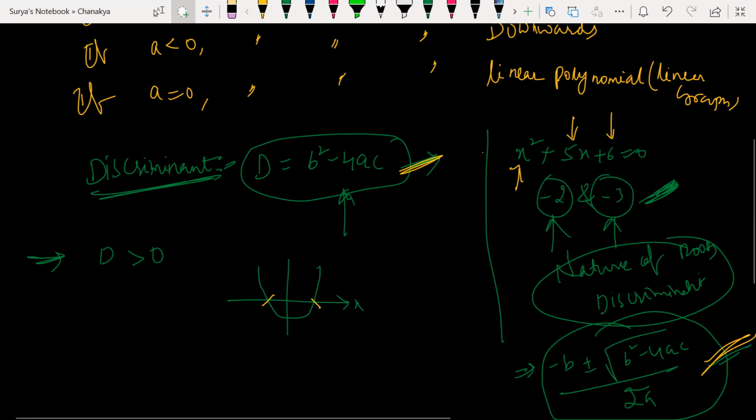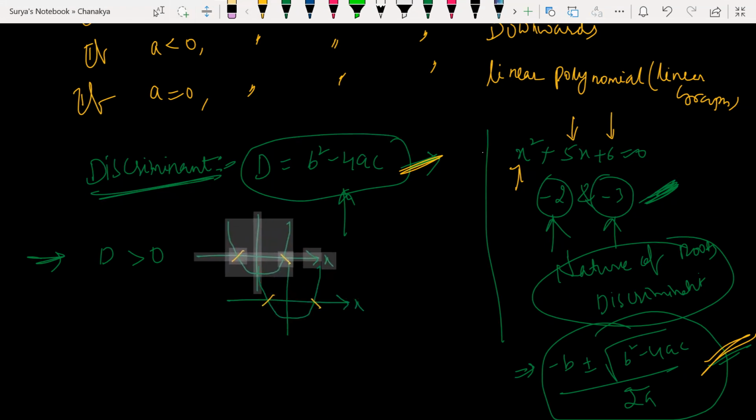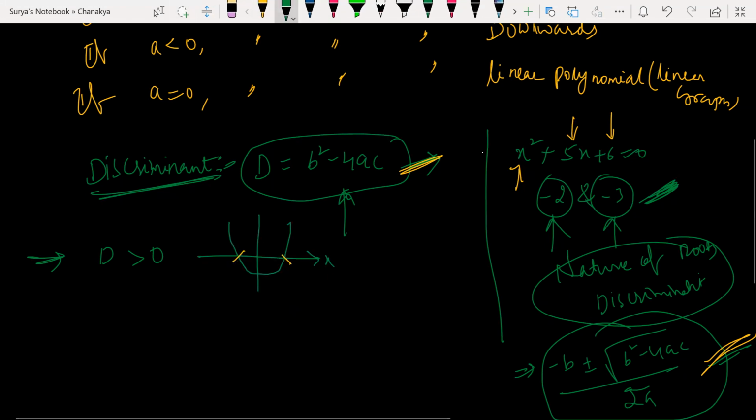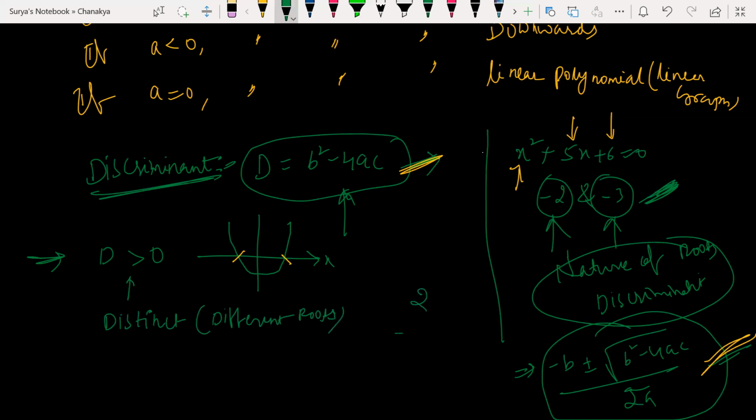If the discriminant is greater than 0, what will happen? The parabola cuts the x-axis at two distinct points. Is that clear? Yes, sir. So the roots are distinct here. What do you mean by distinct? Different roots, not the same roots. Different roots means it could be plus 2, minus 2. Both are different. Like that kind of roots you will get when the discriminant is greater than 0.